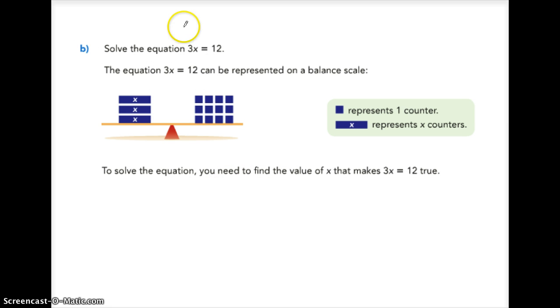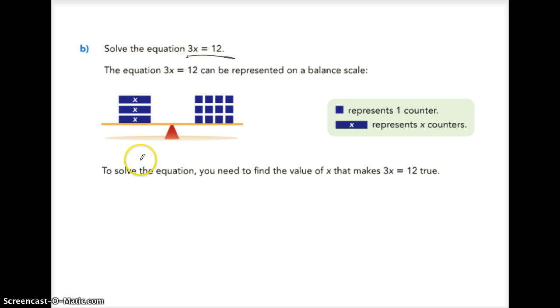So here's another equation. Please write this down in your notebook. We have 3x equals 12. Well, what can x be? Remember, 3x means 3 times x. So what times 3 equals 12? Well, we know, of course, that 3 times 4 equals 12.